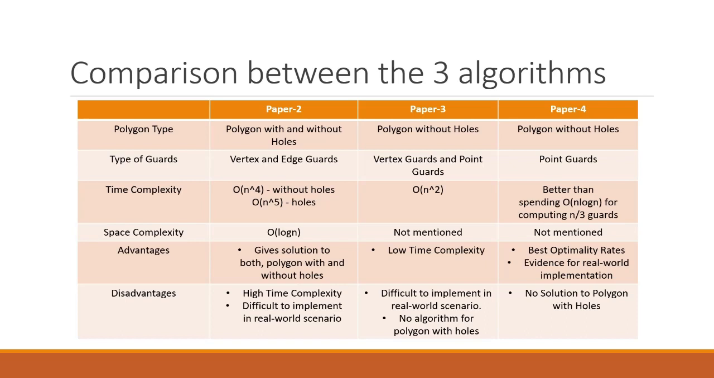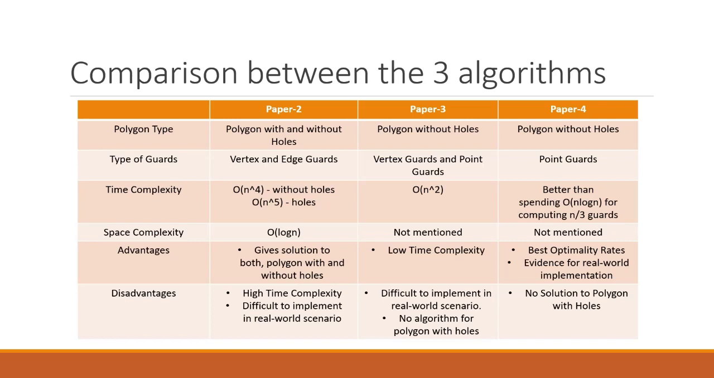So the type of guards in paper 2 were vertex and edge guards. In paper 3, the guards were vertex guards and point guards, and in paper 4, they were point guards. So time complexity in paper 2 for the algorithm for polygons without holes was n to the power 4, and for polygons with holes was n to the power 5. In paper 3, the time complexity for polygons without holes was n square. And for paper 4, it was better than spending n log n for computing n by 3 guards. And space complexity for paper 2 was log n, and it wasn't mentioned in paper 3 and paper 4.